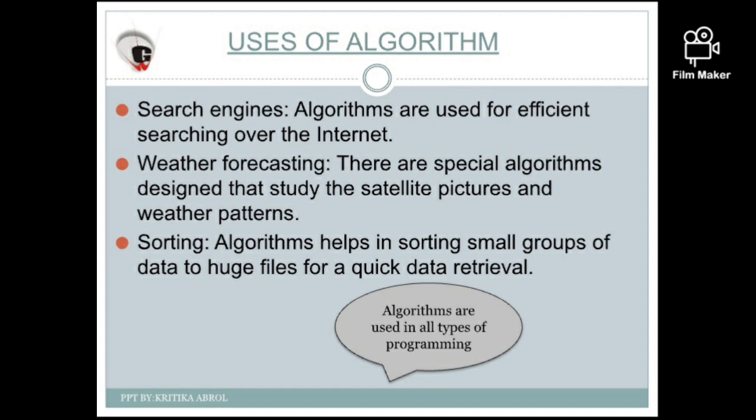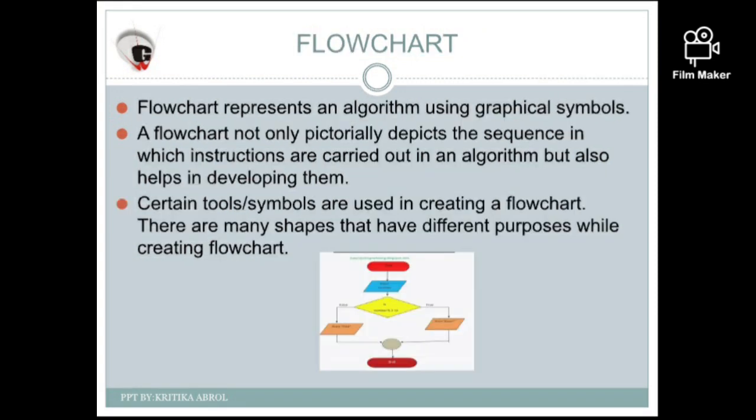Now comes a flow chart. A flow chart is completely opposite to an algorithm. A flow chart is a pictorial representation of the steps of an algorithm which are used for solving a particular problem. A flow chart uses different boxes, or we can say different shapes, so that it gives results using keywords inside those boxes. Each box of a flow chart is connected to each other with the help of flow lines. We can say a flow chart not only pictorially depicts the sequence in which the instructions are carried out, but also helps in developing them.